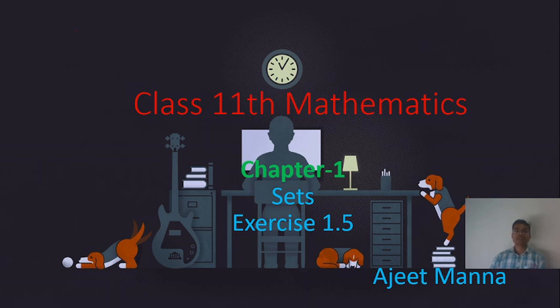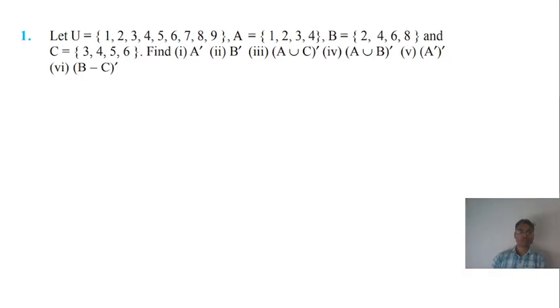Okay, so coming to exercise number 1.5, class 11th maths set. Question number 1. We are given here a universal set, set A, set B, and set C.